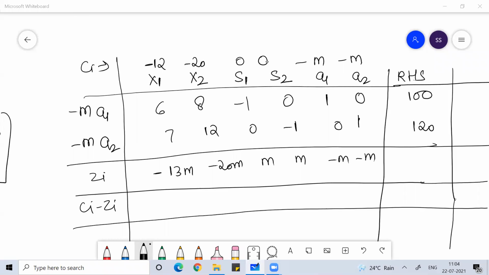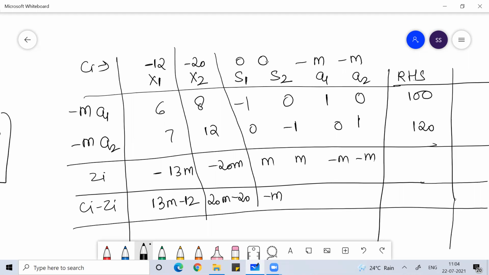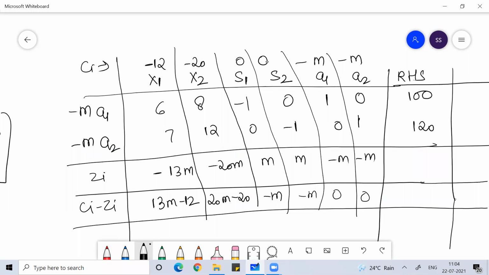So once you find this, now you can find Ci minus Zi. This would be 13M minus 12. This will be 20M minus 20. This will be 13M minus 20, 20M minus 20. Then this will be M. Okay, this is already M. Ci minus Zi is 0 minus M, so this will be minus M. This will be minus M. This will be 0. This will be 0. Clear, everyone?